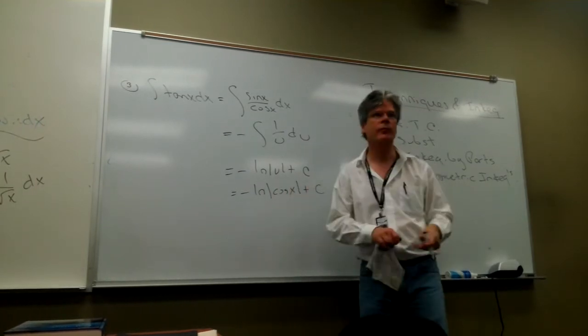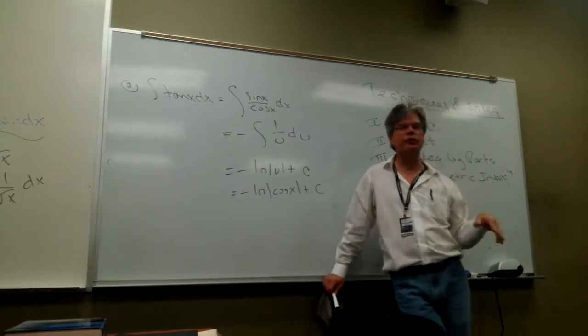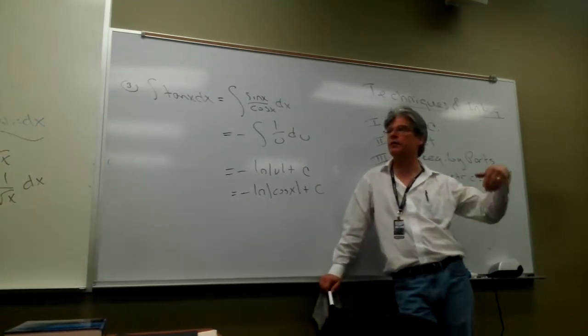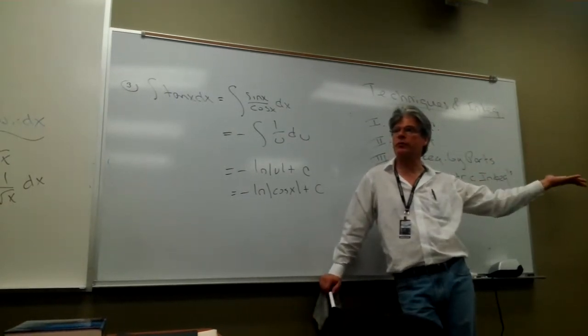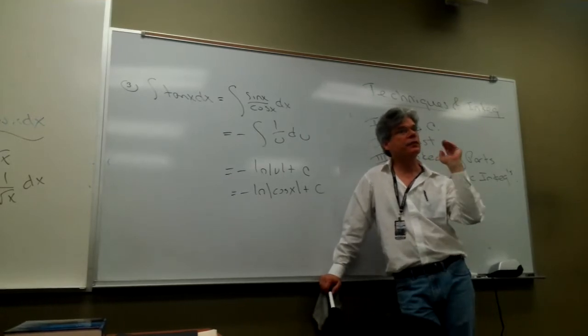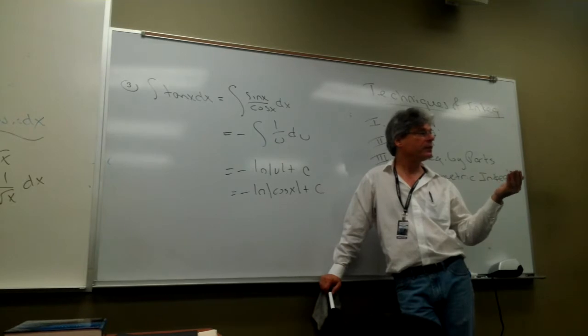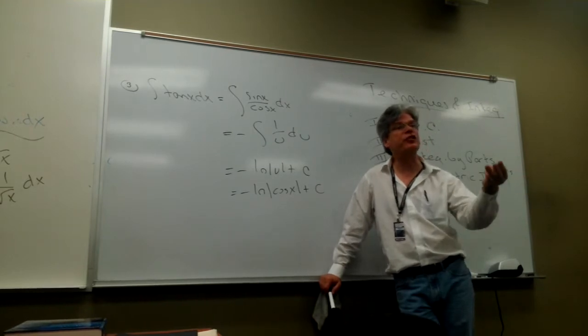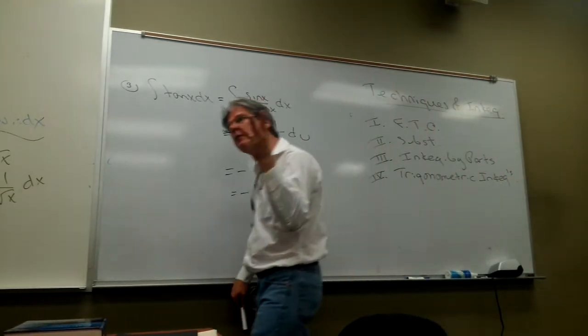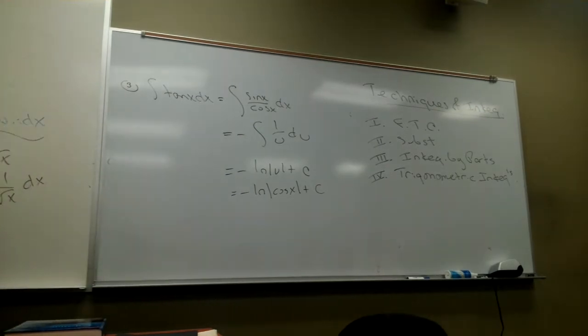Humor me. In trigonometry, tangent squared of x plus 1 is equal to secant squared of x. The derivative of tangent of x is secant squared of x. The derivative of secant of x is secant x tangent of x. I just rattled off three beautiful, intimate relationships between the tangent function and the secant function. Let me try to force the issue here. I didn't make any mistakes.